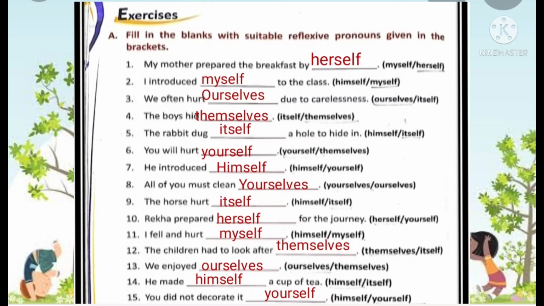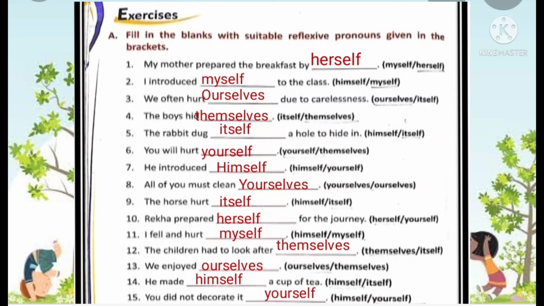Next one is, you will hurt dash. You is in singular form, that is why we will use yourself. Next one, he introduced himself or yourself. It is he introduced himself. Eighth one, all of you must clean dash, yourselves or ourselves. You is used, that is why we will use yourselves.